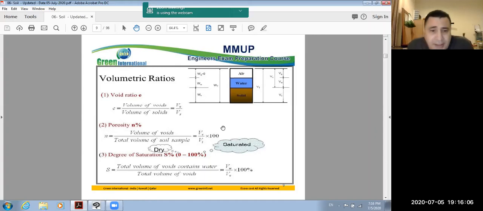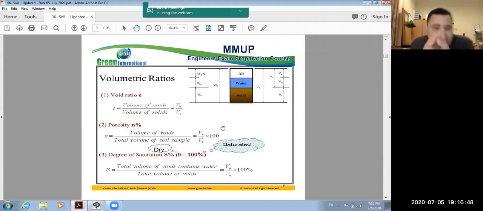Okay, porosity equals what? The volume of voids divided by the total volume of the soil sample, multiplied by 100 because it's a percentage. The porosity indicates whether this soil is compacted, already consolidated before, as much as the solid. If the porosity is 10%, and another soil of the same type has 20%, that means the 10% soil is more compacted than the 20% one.